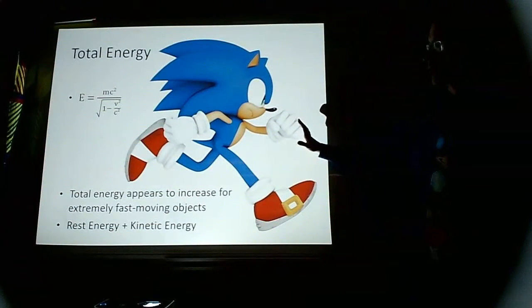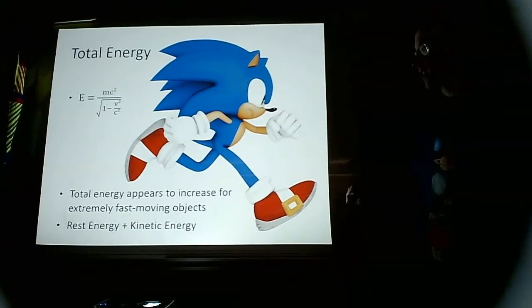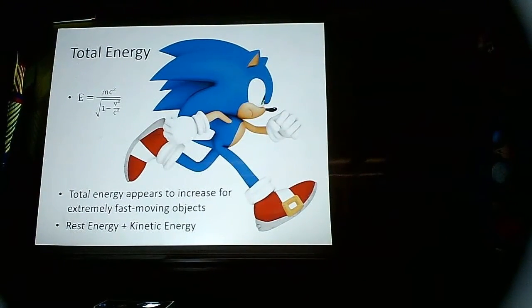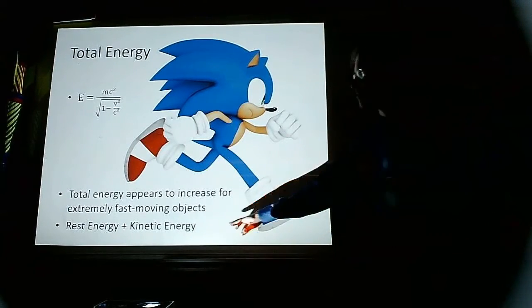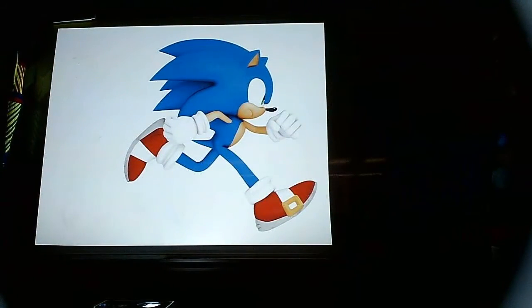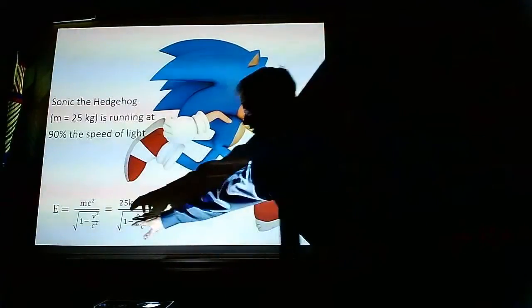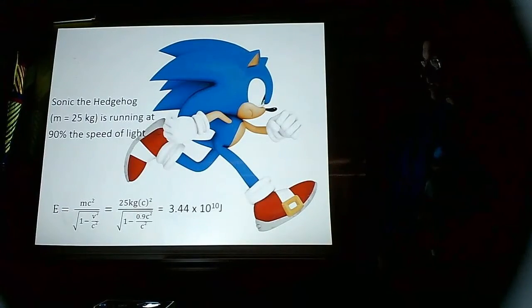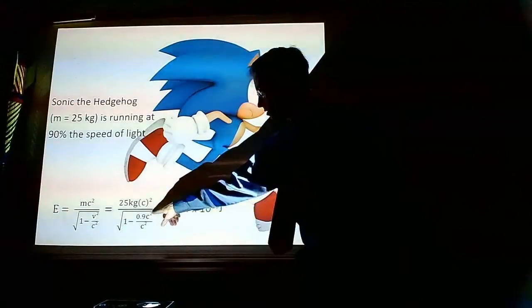Total energy also goes up. We've got Sonic the Hedgehog here, and if he is approaching the speed of light, you can actually calculate his rest energy plus his kinetic energy, and you can do it with the same equation. It looks kind of like this, just like the other equations that we've dealt with up to this point. It looks like I actually have the square correct on that one.